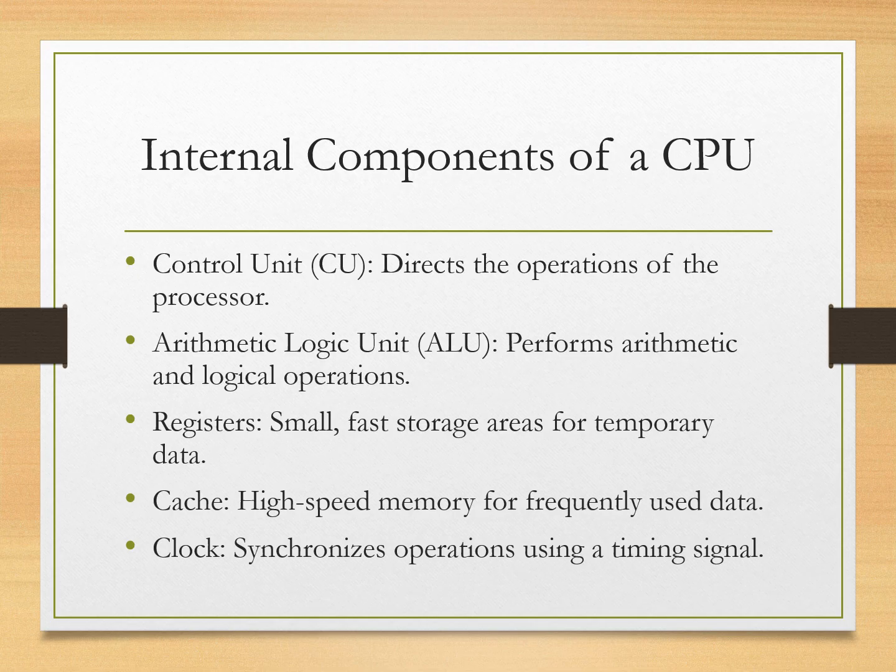Then there are registers. These are very small storage areas inside the CPU, but they are extremely fast. Registers temporarily hold data that the CPU is working on, like numbers during calculations and instructions being processed. We also have the cache, which is a type of high-speed memory. It stores frequently used instructions and data, so the CPU doesn't have to go back to slower main memory. This helps speed up performance.